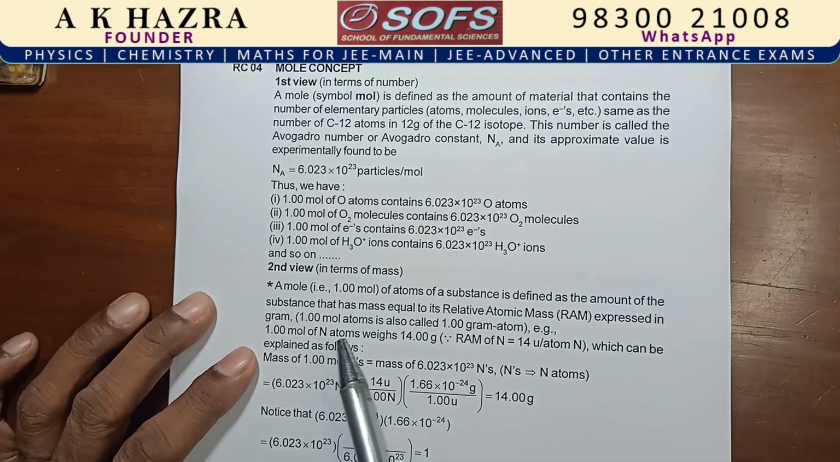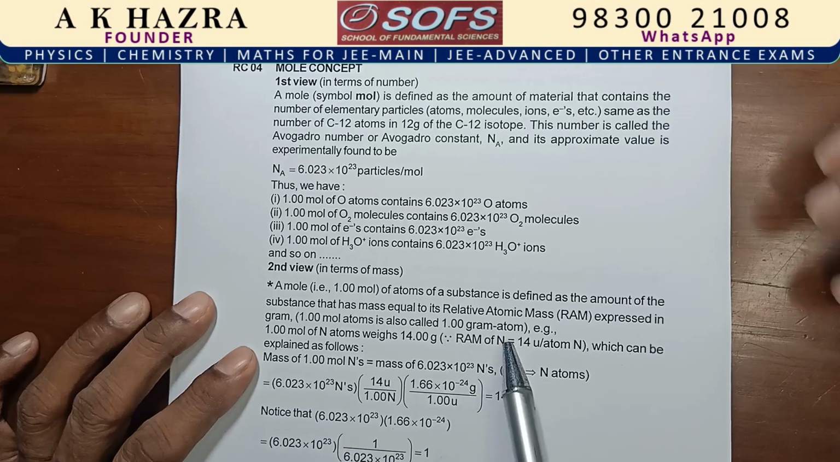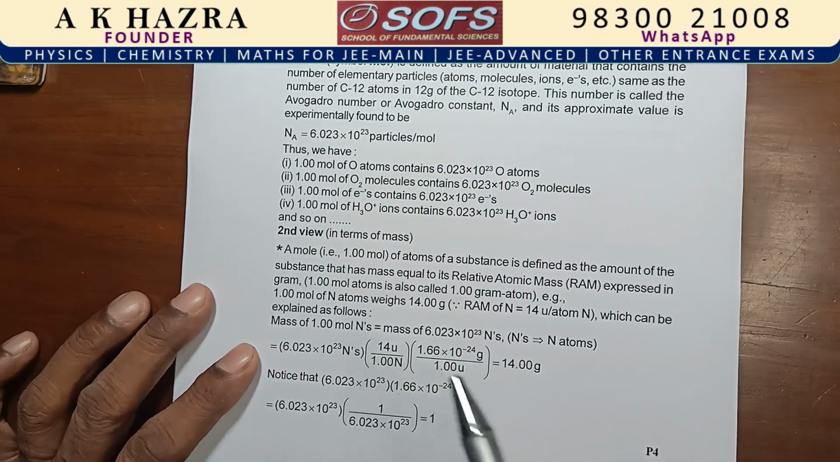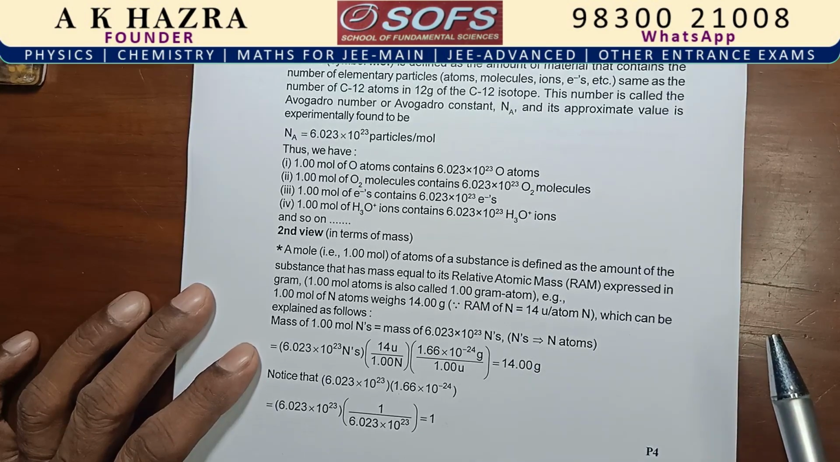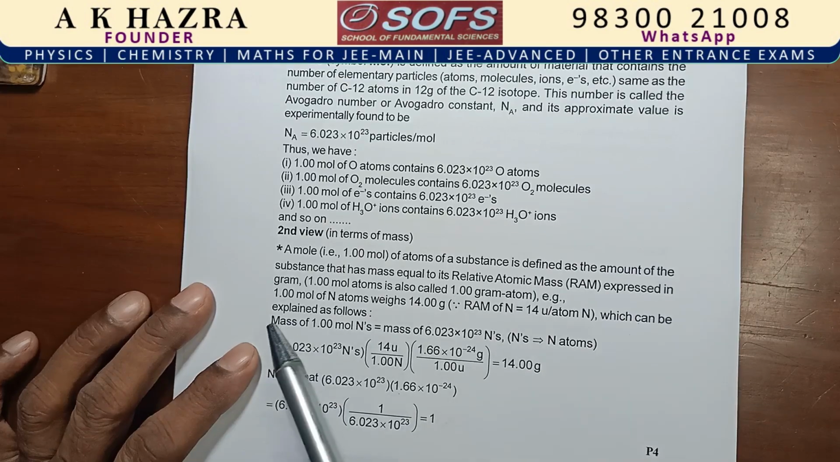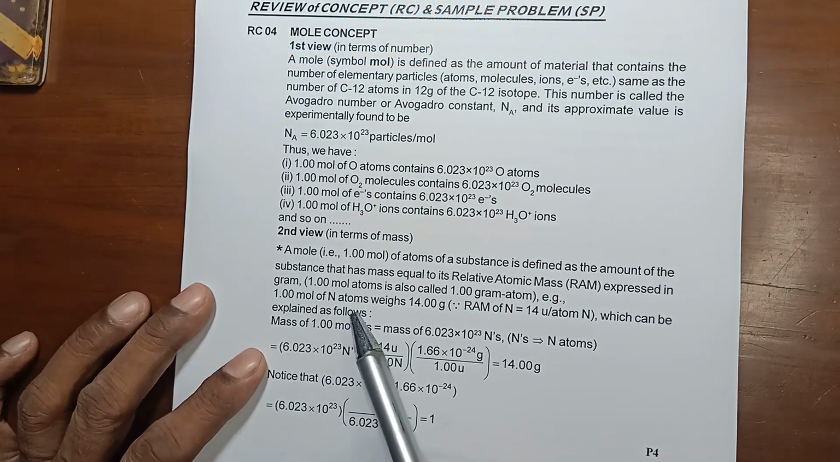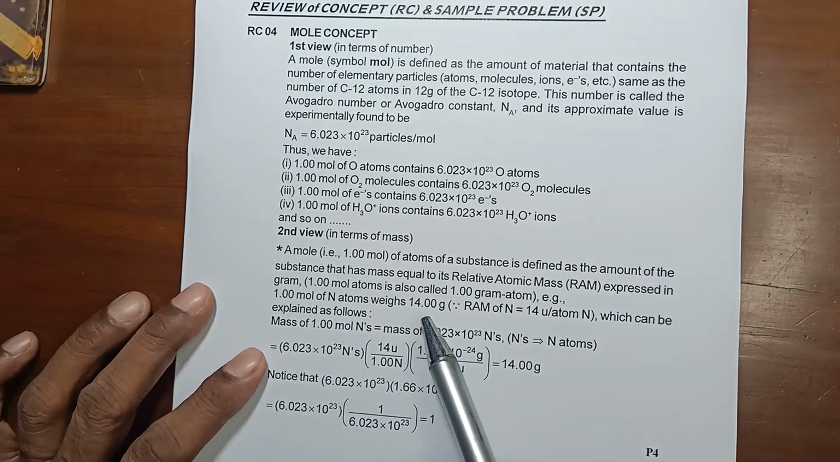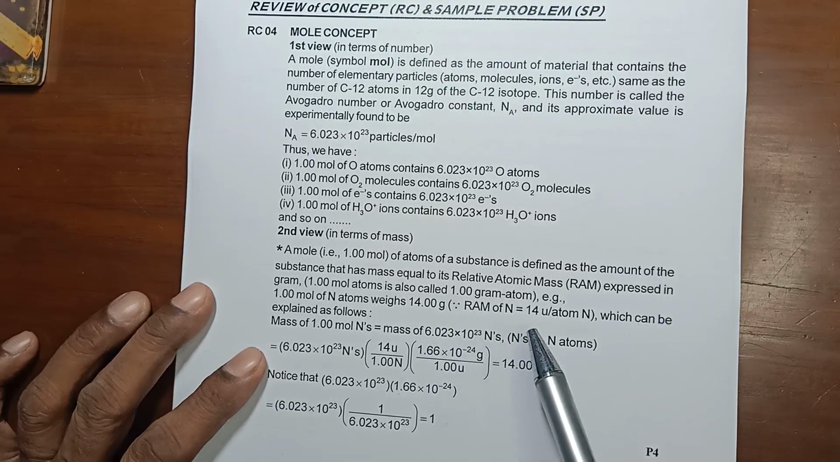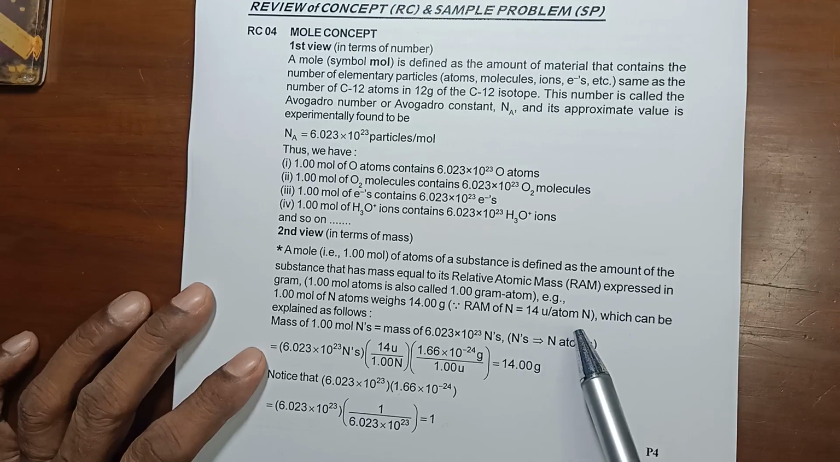The old idea is that 1 mole of atoms is called a gram atom. Now it is outdated. You should say very clearly 1 mole atoms; if you have molecules, 1 mole molecules; if you have ions, 1 mole ions, like that. For example, 1 mole of nitrogen atoms weighs 14 gram. Why? Because its relative atomic mass is 14 u per atom of nitrogen.